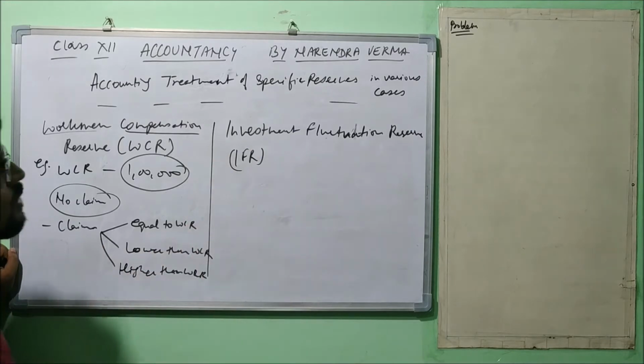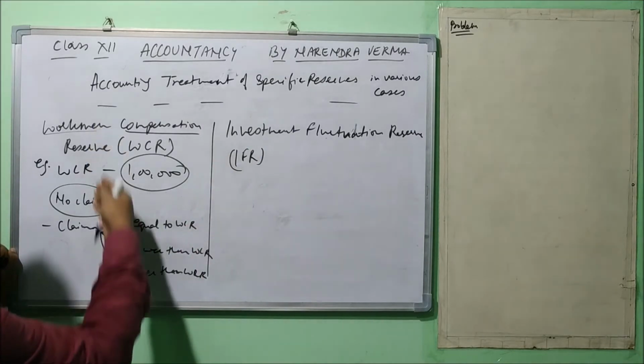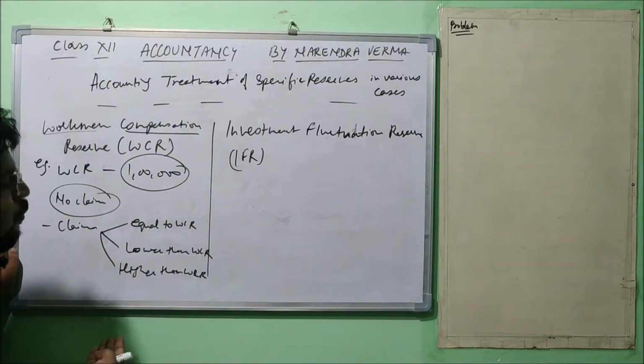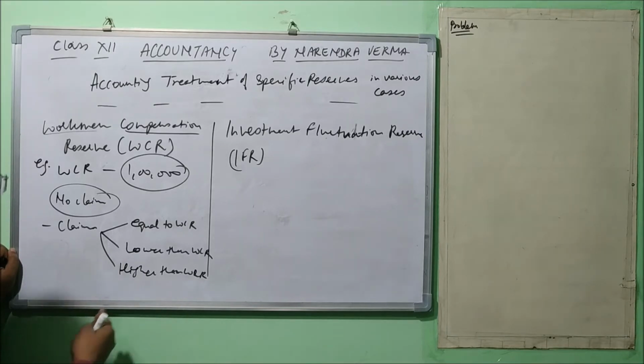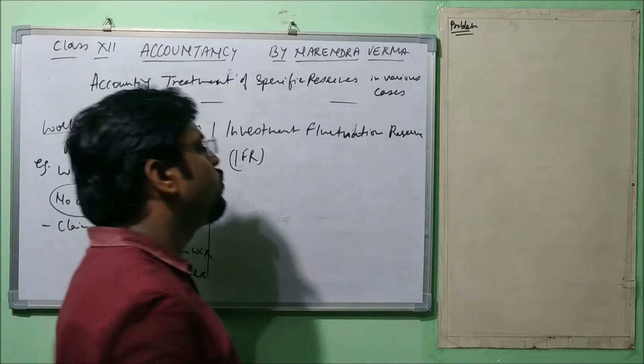So we'll be learning about these within a moment. After explaining this investment fluctuation reserve, I'll explain the journal entries related to that, and then we'll do one numerical question. Alright, now let's talk about this investment fluctuation reserve.